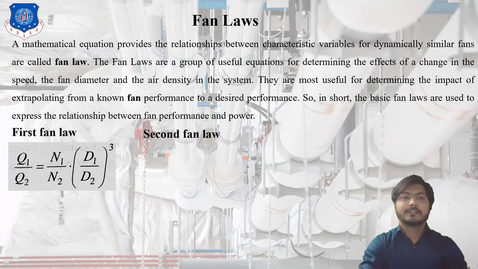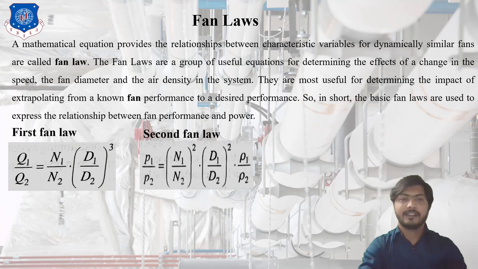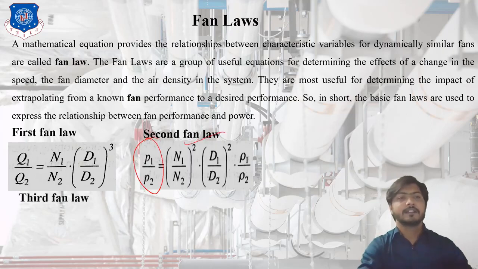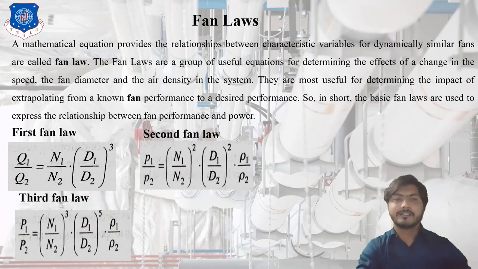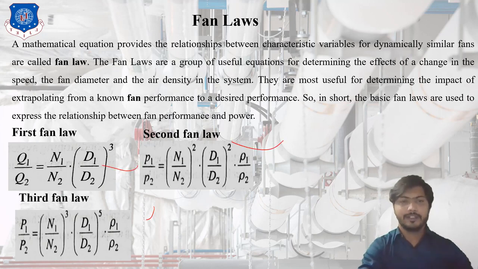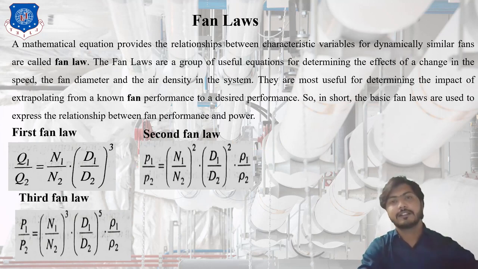The second fan law is between power, speed and diameter, density. What is the power relationship? This formula is used in the second law. That is the third fan law: power, speed, diameter and density. Just remember the formula, it is not required to know where and how it comes from, from this subject's point of view.